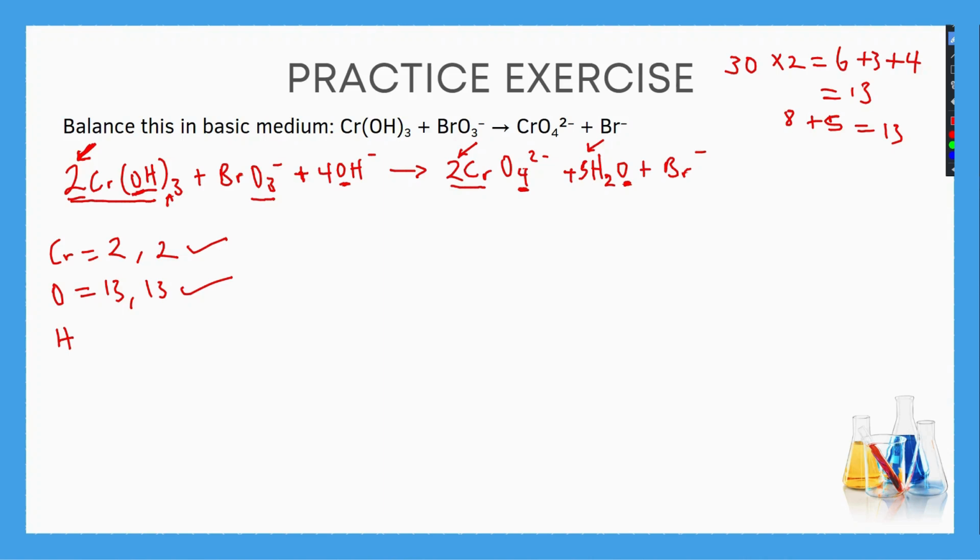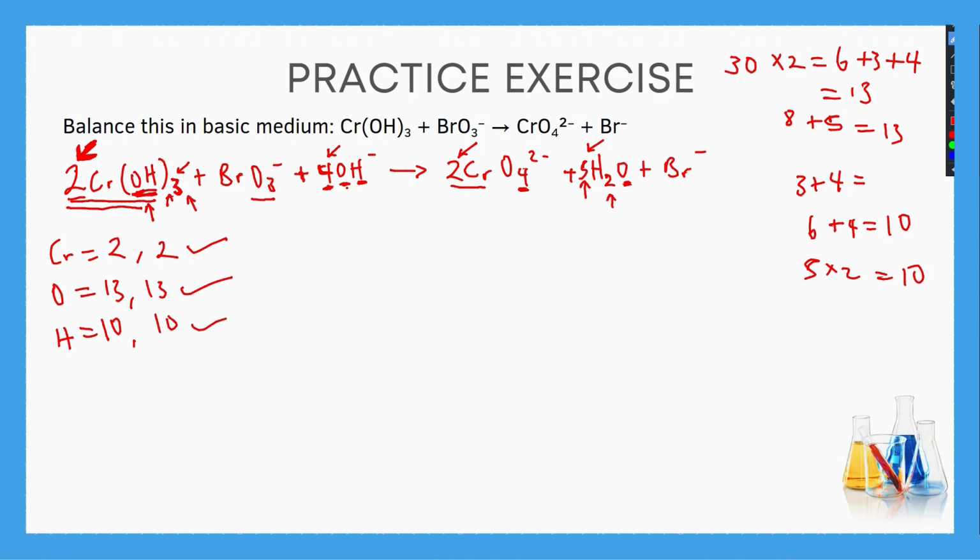Now let's check for hydrogen. How many atoms of hydrogen do we have? This coefficient of 2 affects everything that is in this compound. So these 3 atoms of hydrogen are multiplied by these 2, which gives us 6, plus we have 4 atoms of hydrogen over here, because these 4 affect everything in this compound. So we have 6 plus 4, which gives us 10. So on the left hand side, we have 10 atoms of hydrogen. On the right hand side, however, we have 5 here, which multiplies these 2. 5 times 2 gives us 10 as well. So hydrogen is also balanced. And now we're talking about the final atom, which is bromine. On the left hand side, we have 1 atom of bromine. Right hand side, we have 1 atom of bromine. So bromine is also balanced.